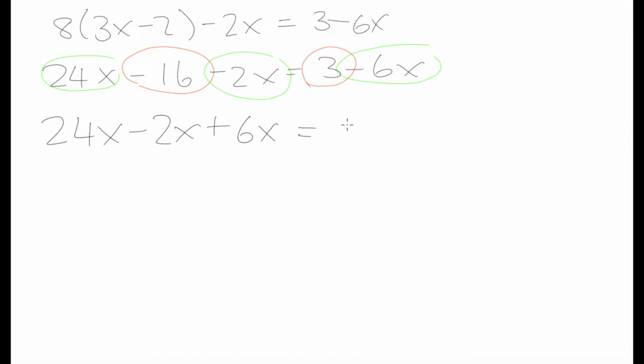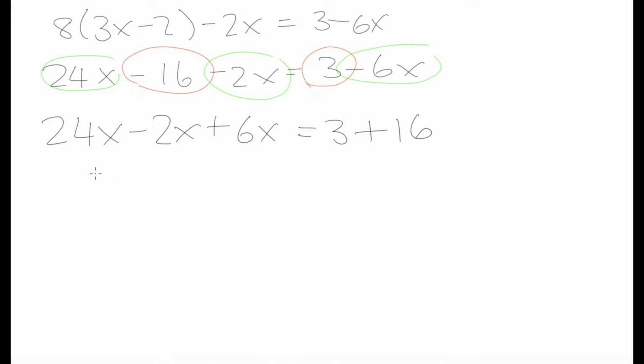Then we have our equal sign. We are going to keep our 3 on this side, and now we want to move our minus 16 from the left-hand side to the right-hand side, so it's going to become plus 16. And now we've rewritten our equation with all of our variable terms on one side and all of our constant terms on the other side. And now we can just simplify this. So 24 minus 2 is 22.